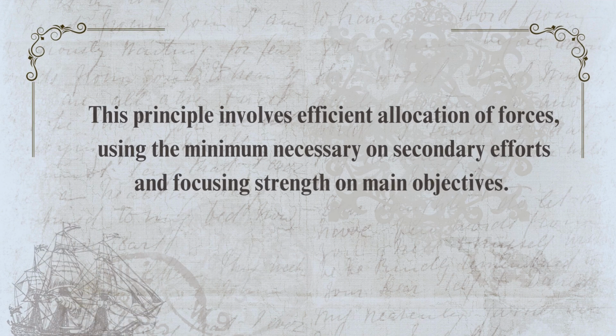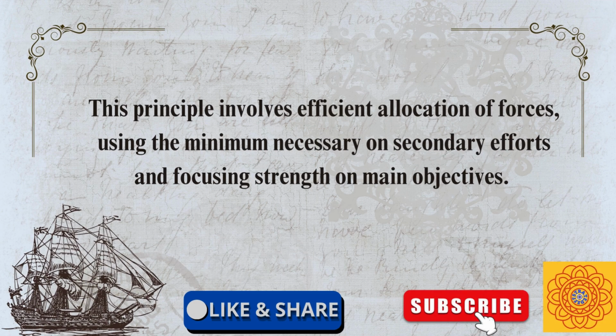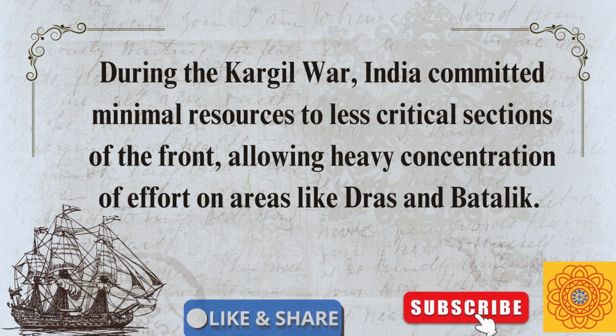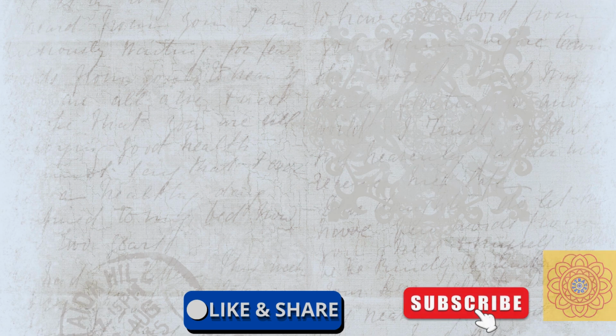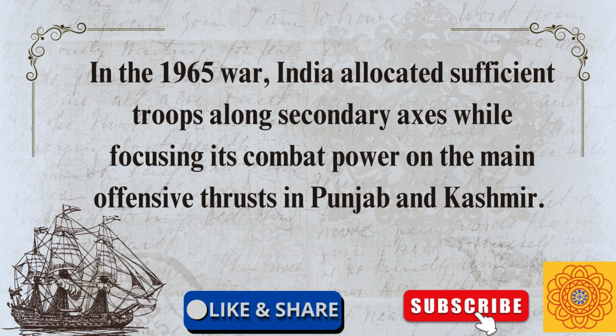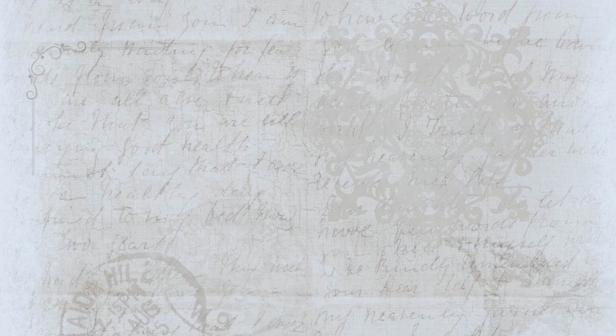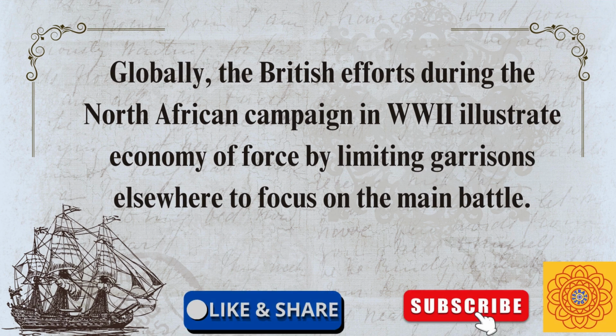Economy of force. This principle involves efficient allocation of forces, using the minimum necessary on secondary efforts and focusing strength on main objectives. During the Kargil War, India committed minimal resources to less critical sections of the front, allowing heavy concentration of effort on areas like Dras and Batalik. In the 1965 war, India allocated sufficient troops along secondary axes while focusing its combat power on the main offensive thrusts in Punjab and Kashmir. Globally, the British efforts during the North African campaign in the Second World War illustrate economy of force by limiting garrisons elsewhere to focus on the main battle.